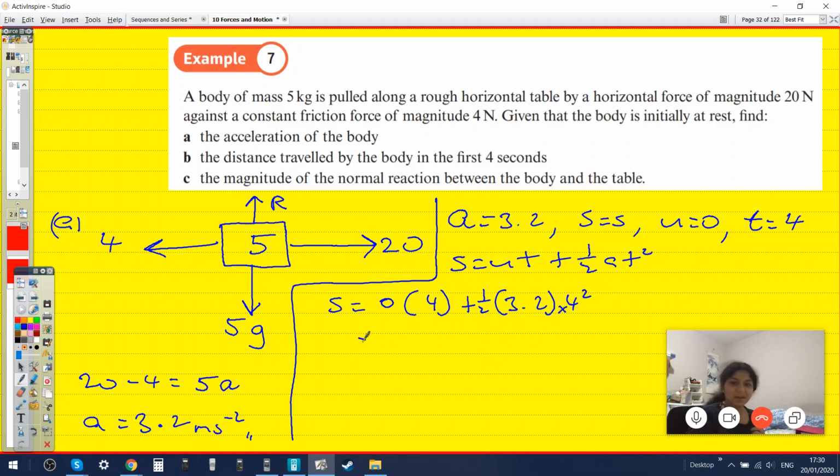S is equal to 25.6 meters. Oh, you don't know if it's meters, but I'm going. Yeah. For standard, like acceleration is in meters per second, so it'll be meters. And let's see. Magnitude. Okay. 5G is equal to 0.2 times.